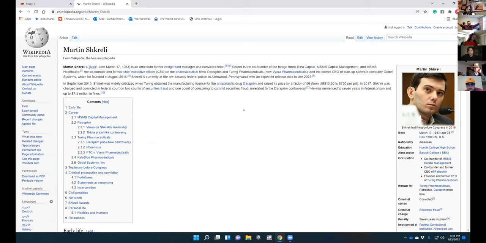And he said, you know what, guys? We're the only ones that have this treatment. It costs us $13 to make, but we got a monopoly on this sucker. So we're going to sell it for $750 per pill. So these are the only option for this disease. It's for HIV, I think. They're the only ones that made this pill, and they jacked that price up to $750 per pill.